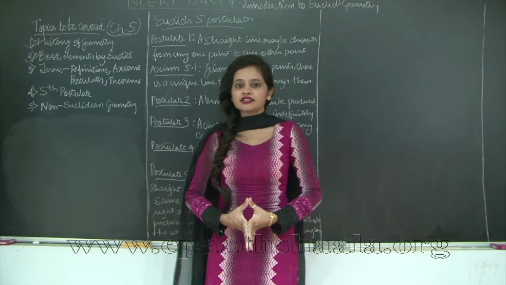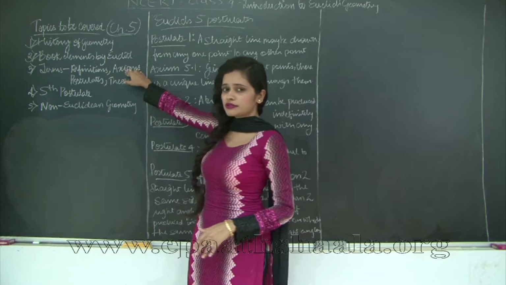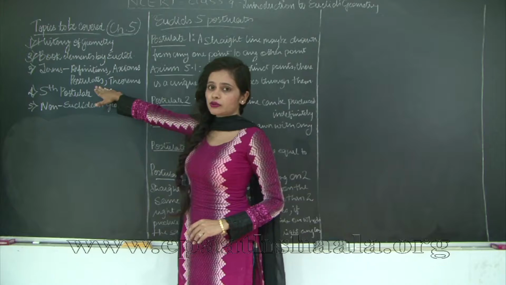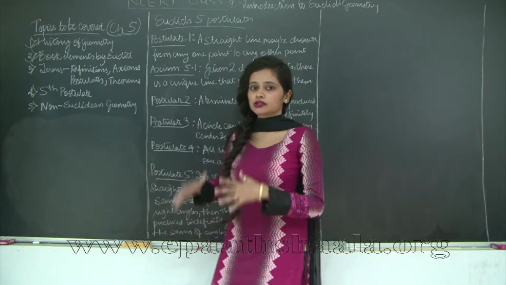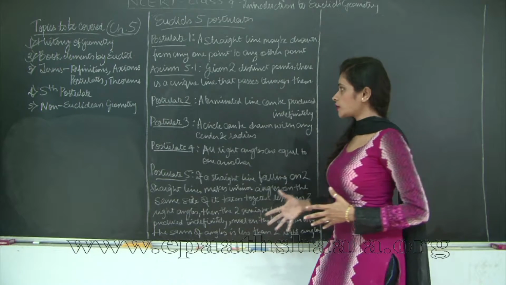Hello students, let us continue with the definition of terms. We have taken a look at definitions and axioms, and in today's class we will take a look at Euclid's postulates and theorems. To start with postulates, there are many postulates, 5 of which are listed, and they are not in order.